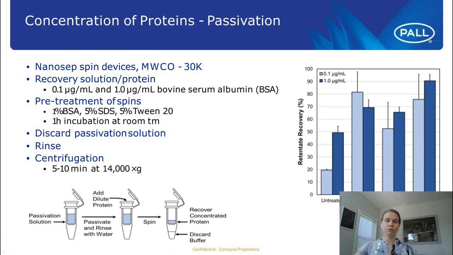Our whole process is really simple and straightforward, and it just starts by adding that prepared passivation buffer into the spin device, leaving it to incubate at room temperature for a while, then it is rinsed with water and you add your protein of interest or sample that needs to be recovered. By spinning down that device, we're able to recover protein with a much higher recovery percentage when compared to the untreated samples, as you can see in that table.